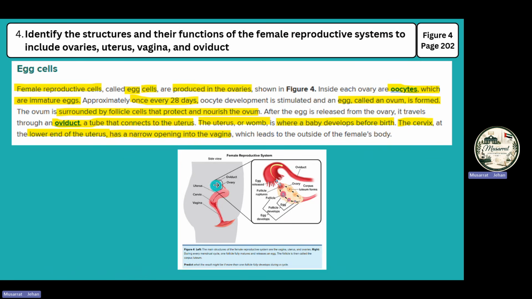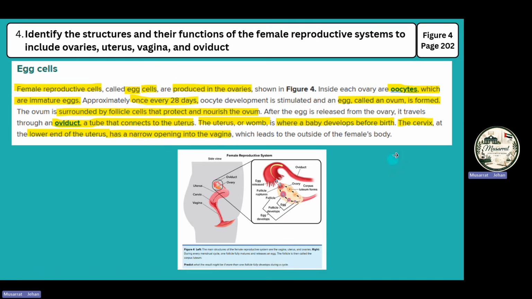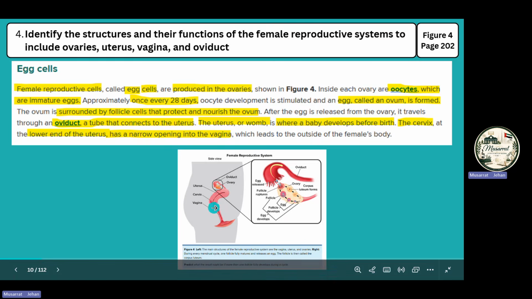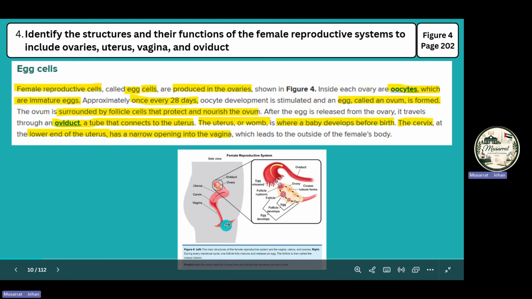This is the oviduct. So the oviduct takes the ovum and it connects to the uterus. This is the uterus. The uterus or womb is where the baby develops before birth. Now, the lower end of the uterus is called the cervix. This is the cervix. At the lower end of the uterus there is a narrow opening, which is called the vagina. This leads outside of the female's body.